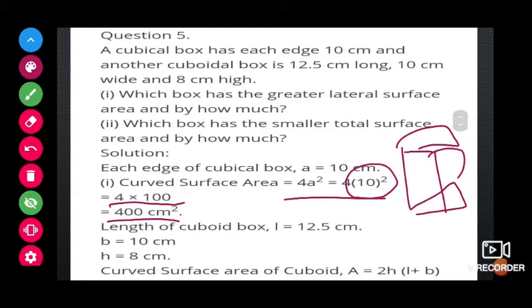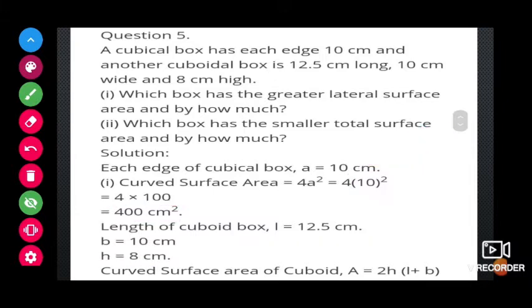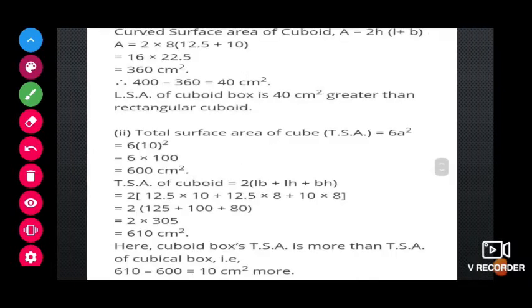Next, they have given the length of the cuboid 12.5, breadth 10, height 8. So curved surface area is nothing but the lateral. Children, don't get confused. Actually, curved surface area we will not get here. Curved means it's like circles, cylinders and all. Here it will be the lateral surface area of a cuboid, that is A is equal to 2h into (L plus B). So if we substitute 2 into 8 into (12.5 plus 10), we will get 16 into 22.5, 360 centimeter square.